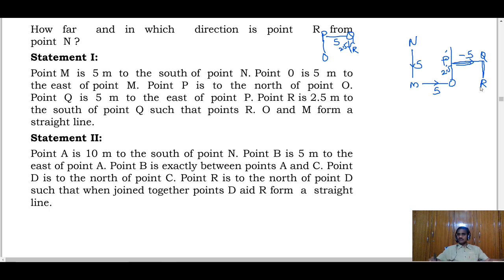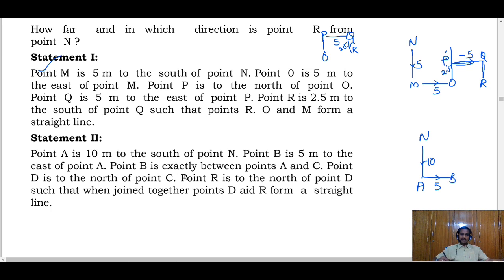We are able to find out the answer. One alone is sufficient. Then coming to condition number 2, A is 10 meters to the south of N. N is here. A is 10 meters to the south of N. B is 5 meters to the east of A.